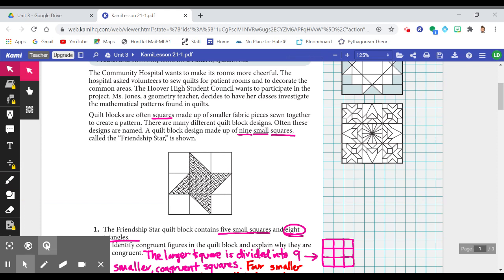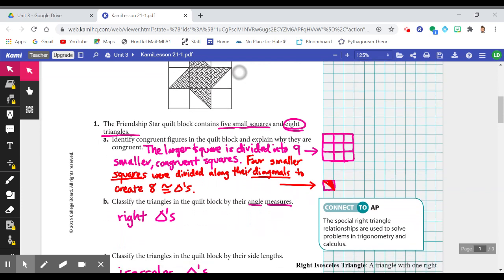So an interesting idea here to learn the first special right triangle, we're talking about quilts. And a lot of quilts are, as it's stated here in our text, often made of squares, and often those squares contain certain patterns. And we're looking at the friendship star here.